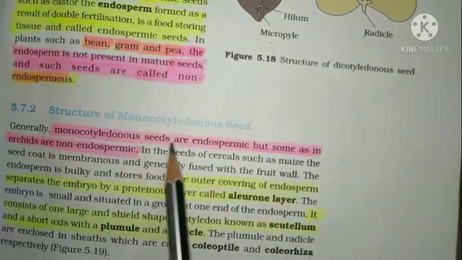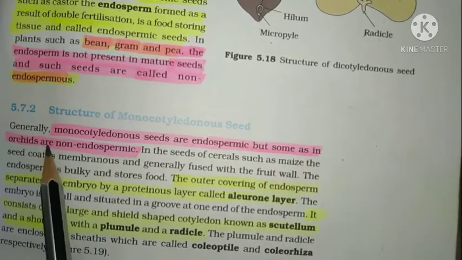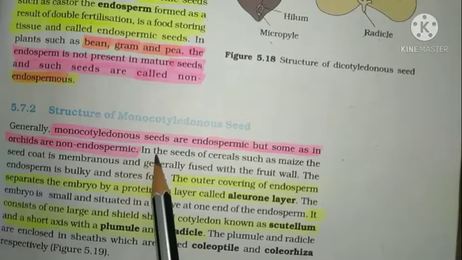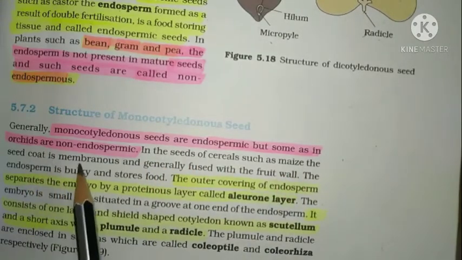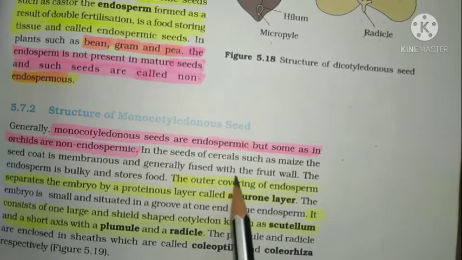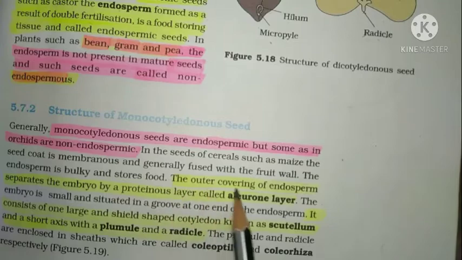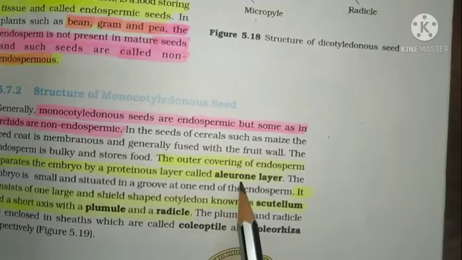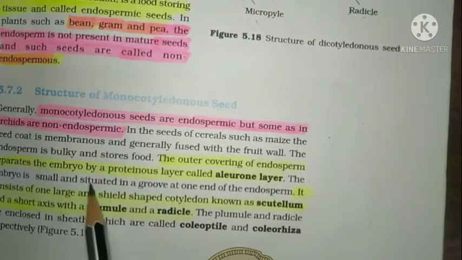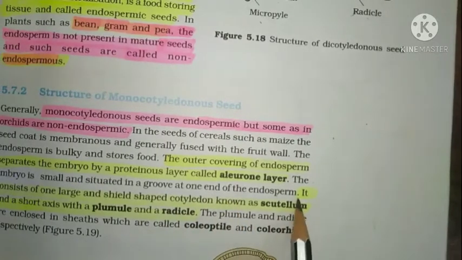Generally, monocotyledonous seeds are endospermic, but some, as in orchids, are non-endospermic. In the seed of a cereal such as maize, the seed coat is membranous and generally fuses with the fruit wall. The endosperm is bulky and stores food. The outer covering of the endosperm separates the embryo by a proteinaceous layer called the aleurone layer. The embryo is small and situated in a groove at one end of the endosperm.